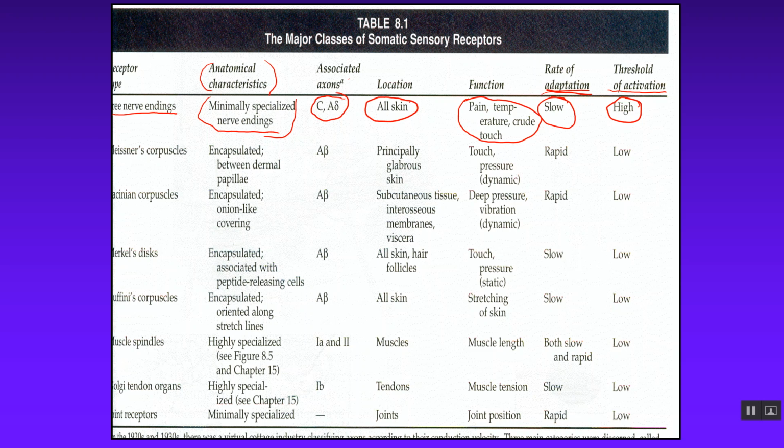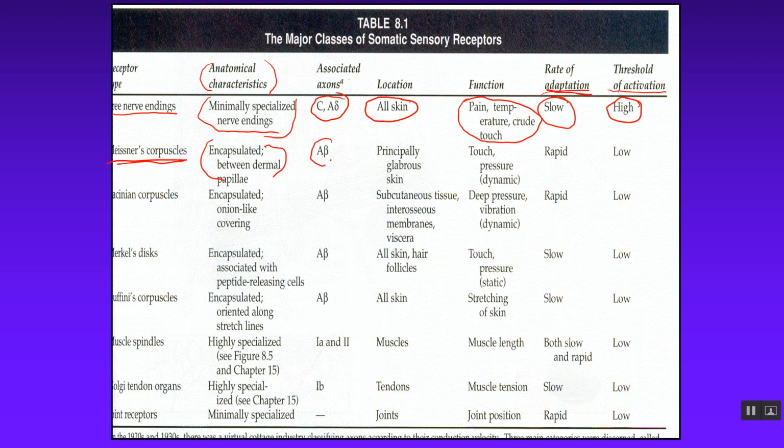And then we work our way down. I'm not going to go through all of them, but let's just do one more example. Let's just do Meissner's here. So Meissner corpuscle, what's its anatomical characteristic? It's an encapsulated, specialized structure, and it's between the dermal papillae. Don't worry about that, but it's just close to the dermis there. It's that one that's right there between the dermis and epidermis.